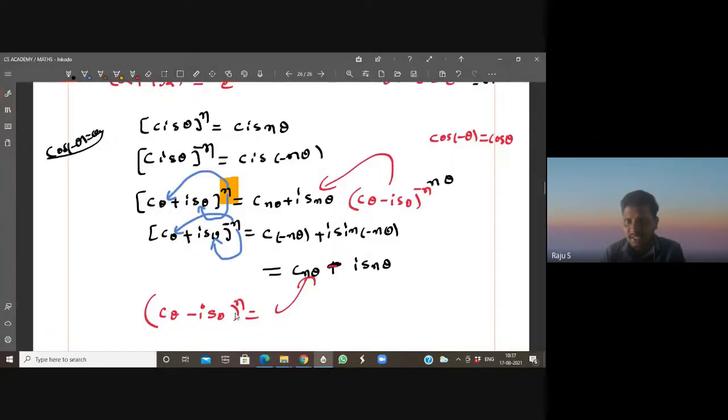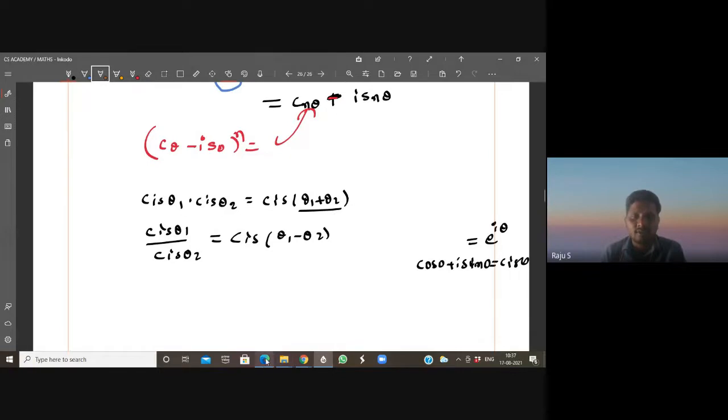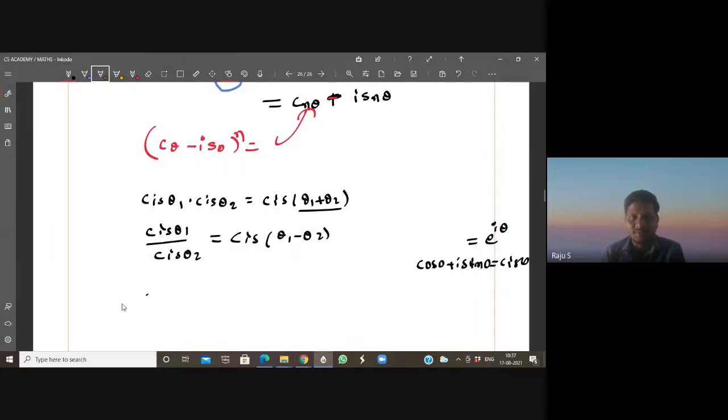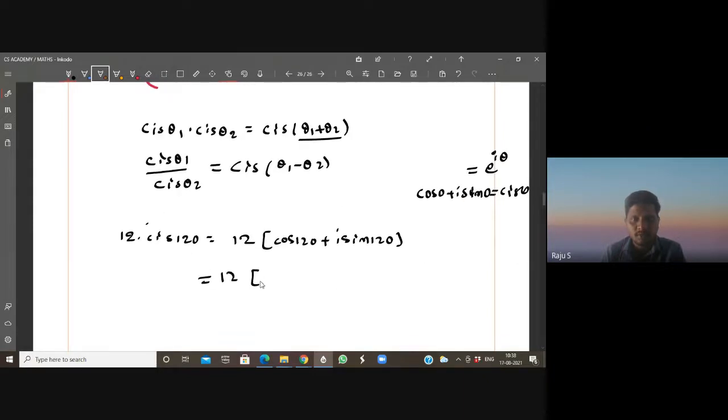What is the formula? Cis theta 1 into cis theta 2 is cis of theta 1 plus theta 2. Exactly. So 40 plus 80 is 120. So 12 times cis 120 we got. Cis 120 means 12 times of cos 120 plus iota times of sine 120.